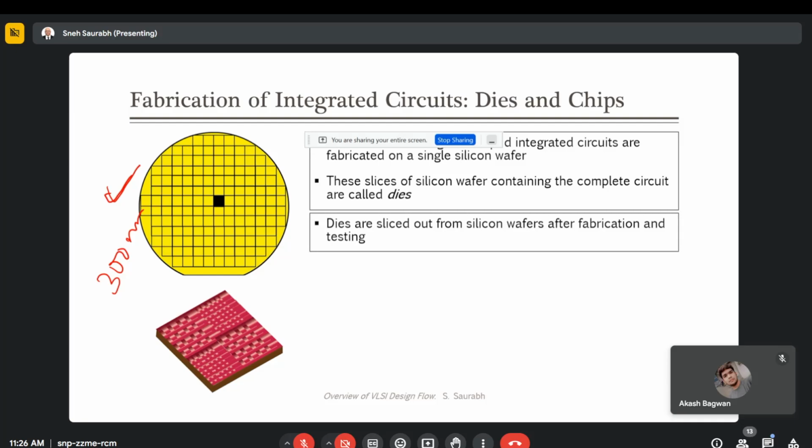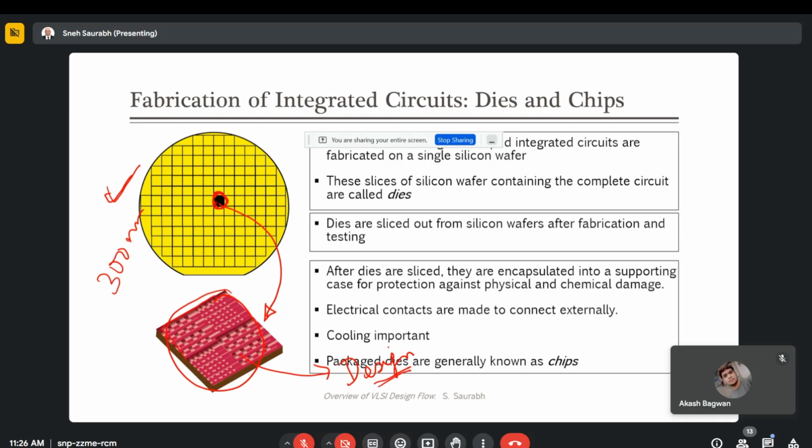Now on this wafer we fabricate multiple dies. So this black rectangle is what we call a die, right? So this is a die. The expanded view of the die is this, right? Now on this die we will actually have millions of transistors. This is a complete design. This complete design will be fabricated on a die, right?